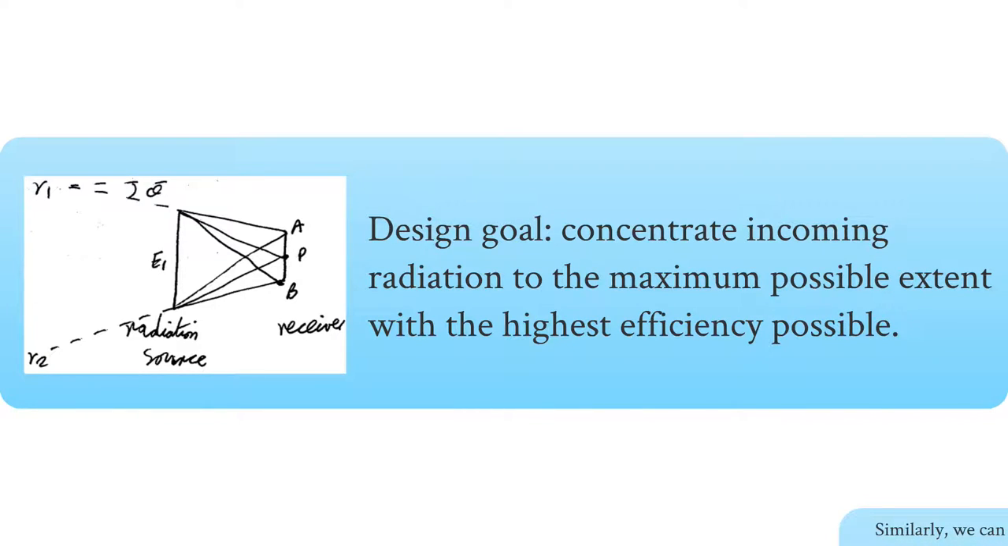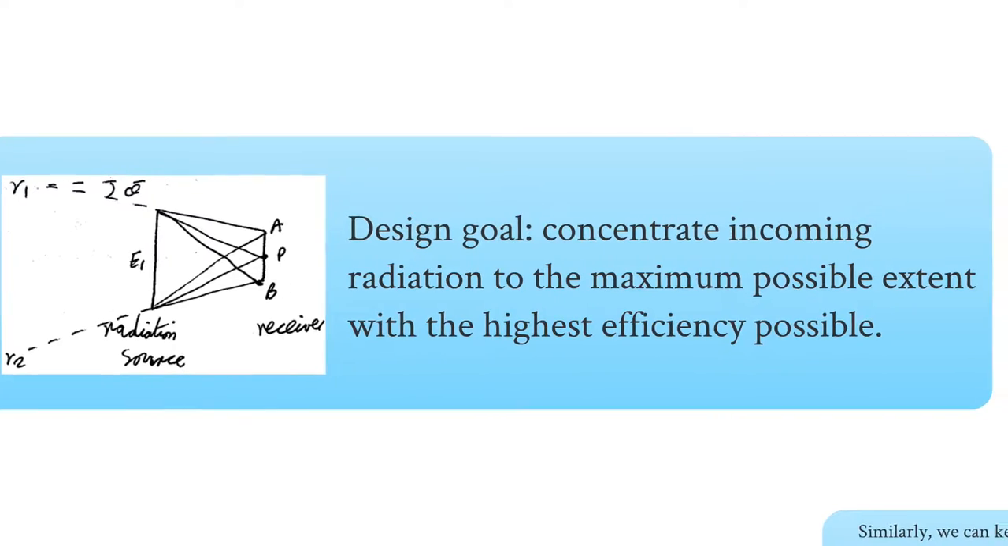Okay, so you've seen the solution. Now let's think about how to come to that solution. So again, the design goal is very simple. As engineers, we're interested in this, right? We want to concentrate the incoming radiation to the maximum possible extent with the highest efficiency possible. That's it. Pretty straightforward. So let's think about the radiation source. So we have a radiation source, rays coming in, edge rays here, R1, R2 at some angle, theta. You have some surface E1 here, and you have an aperture, which is where, let's say, we are going to define our first input aperture. And then we have some receiver at AB. Okay, it's exactly the same as what we talked about before, nothing new here.